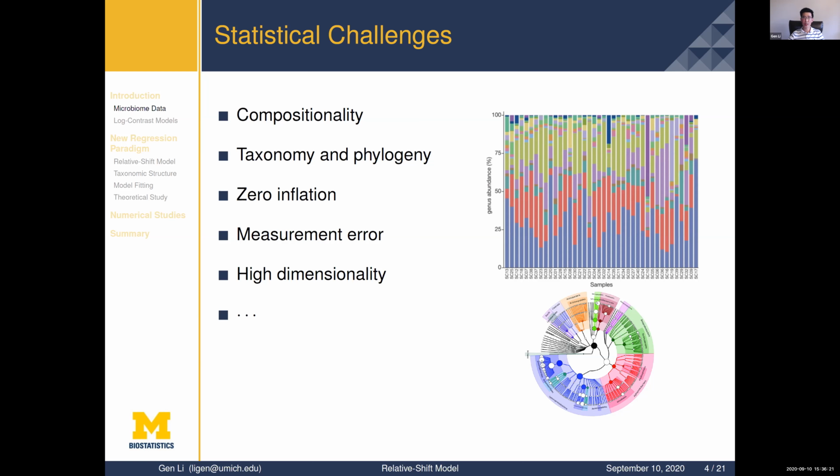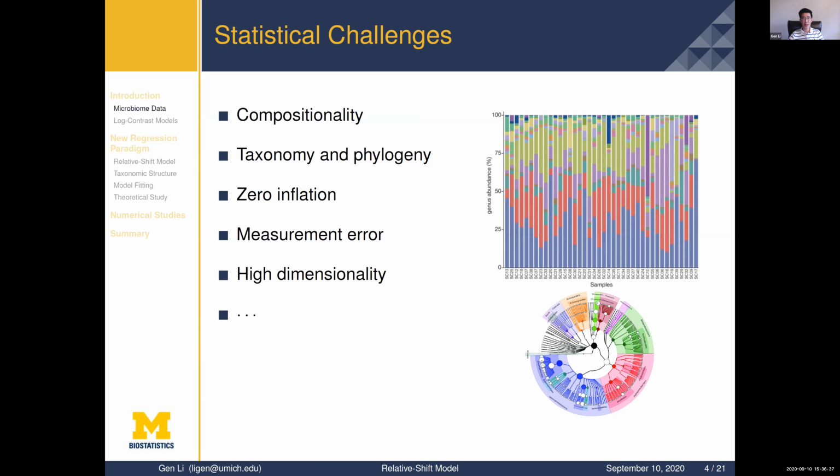Once the data is normalized as compositions, it no longer admits the standard Euclidean geometry. Many standard notions that we know in statistics do not work anymore. So this is one challenge that has to be conquered.